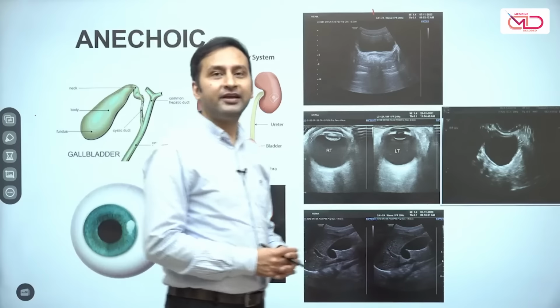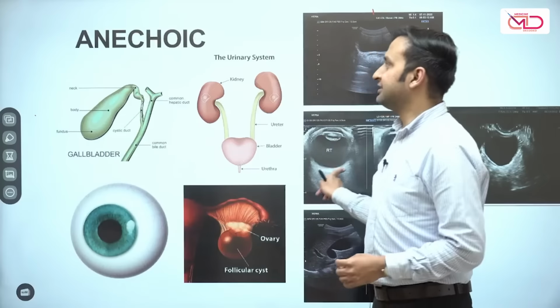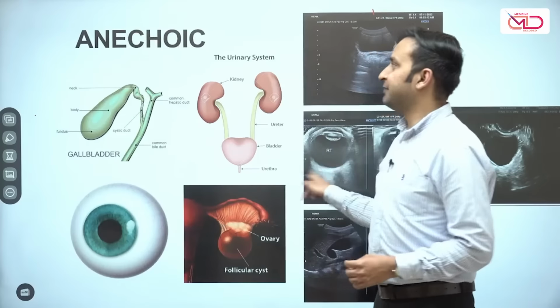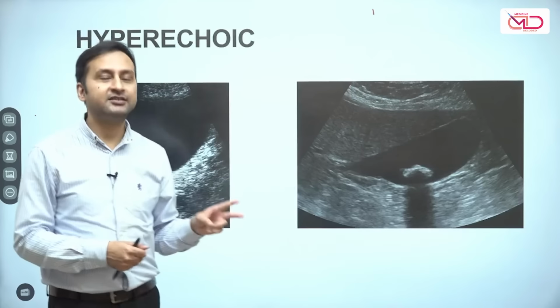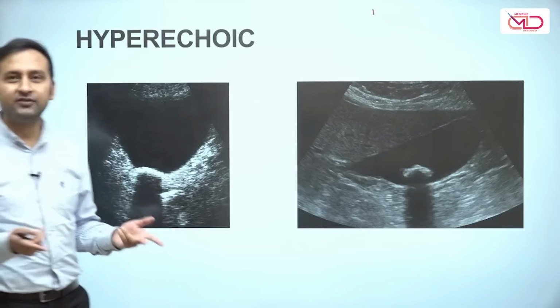Okay, now moving ahead with the other spectrum, that of hyperechoic substances. Hyperechoic substances, I told you, are those which are going to be reflecting the majority of the sound waves. So those substances which are very hard will be reflecting the majority of the sound waves, as we discussed. The higher the density, the more the sound waves which are going to be reflected back. There are two major hard substances in our body, that is the bone and the stone.